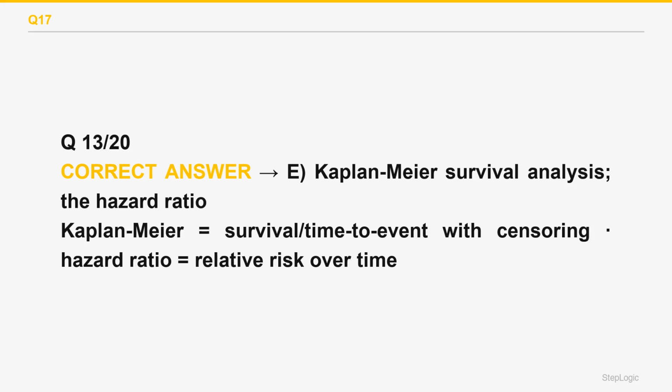The correct answer is E. The hazard ratio is analogous to a relative risk but applies continuously over the follow-up. A hazard ratio above 1 means increased risk of the event in the treatment group, below 1 means reduced risk, and 1 means no difference. Kaplan-Meier curves with the log-rank test for comparison and the hazard ratio as the summary statistic are the standard for survival data. The stepwise survival curves with censoring and the hazard ratio identify Kaplan-Meier survival analysis.